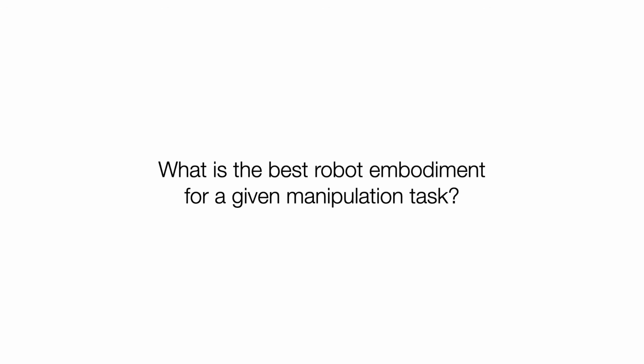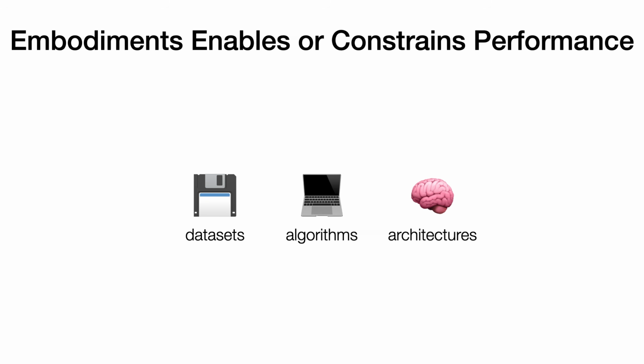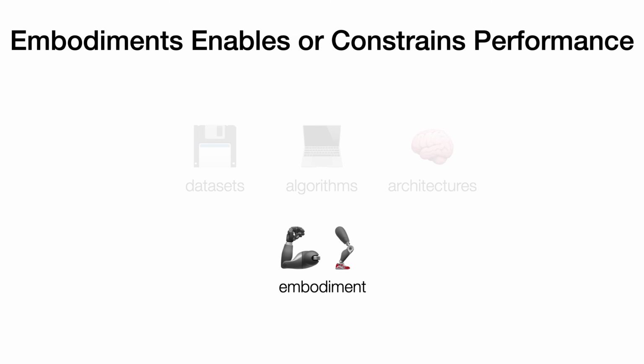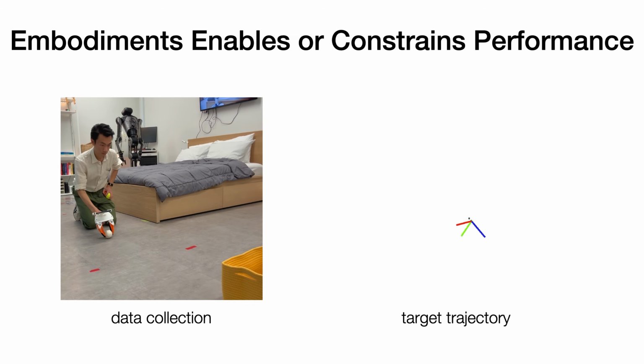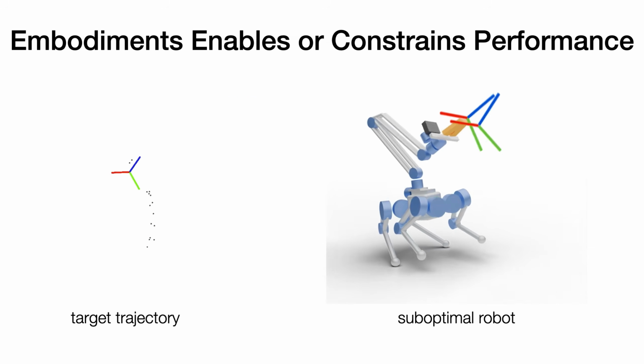I want to talk about a question that doesn't get asked enough by roboticists. What is the best robot embodiment for a given manipulation task? We spend a lot of time making robots smarter, with bigger datasets, better algorithms, and more capable policy architectures. But if you think about it, it's the robot's embodiment that enables or constrains what tasks the robot can perform well. For instance, you can collect as much tossing data as you want, but if your robot embodiment is far from optimal, it might toss itself too.